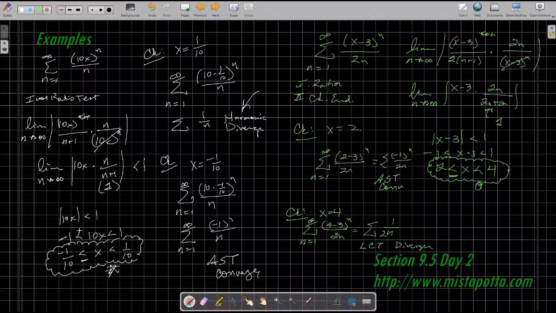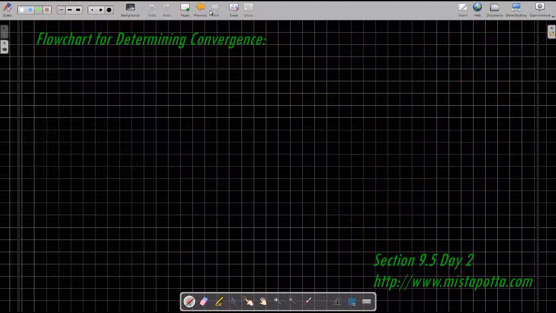So, what I want to finish up with today is I really do want to talk about how do we determine if series converge, because we've learned a lot of tests, but what we don't really do is know when do we use which test. So that's really what we want to talk about.